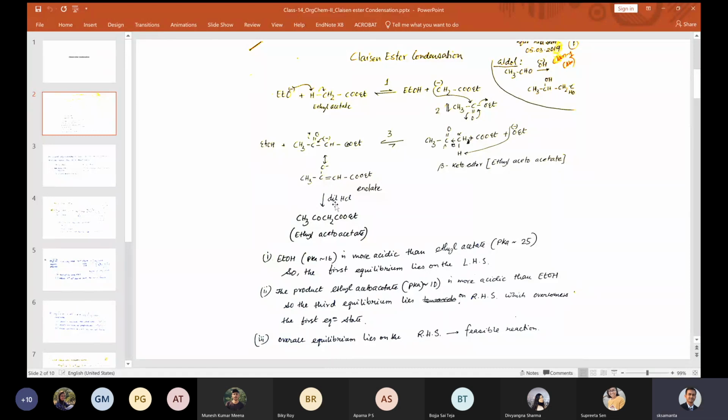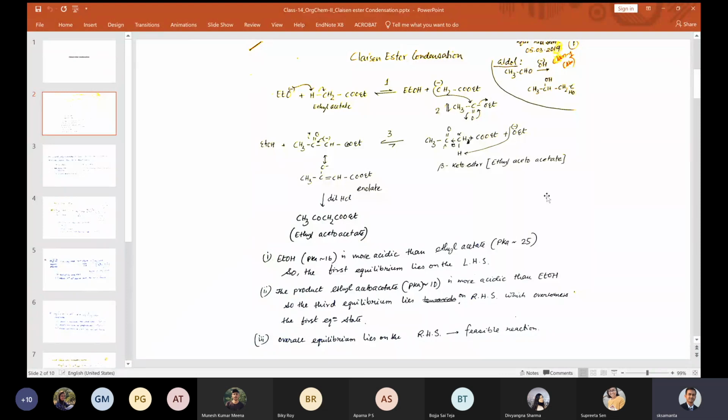And now if you add dilute HCl, it picks up a proton and ultimately you get CH3COCH2COOEt, a beta keto ester. It's called ethyl acetoacetate. This is the entire mechanism of this reaction. Clear? This part is clear?